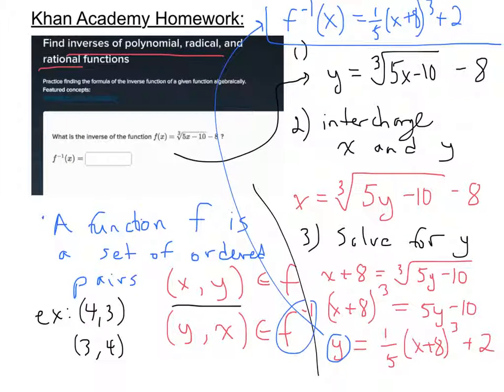And that's how you can find the inverse of any polynomial, radical, and rational function, or any inverse for that matter. If the inverse exists, and we'll talk about those conditions in class, you can find that inverse in this three-step process: setting y, plugging in y for f of x, interchanging x and y, and solving for y.